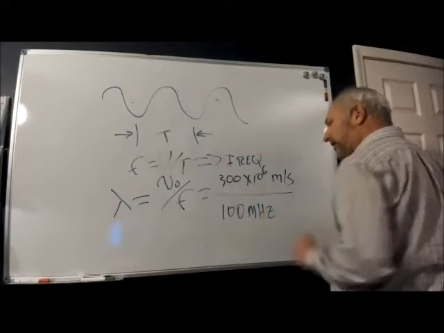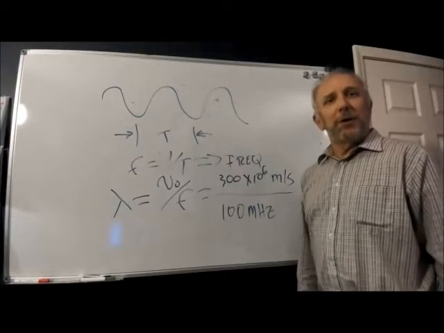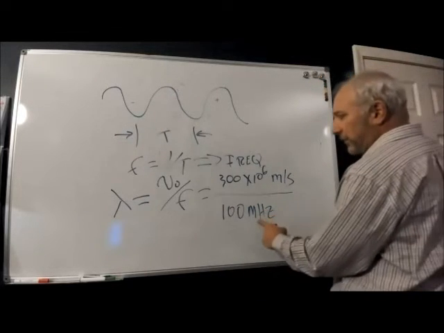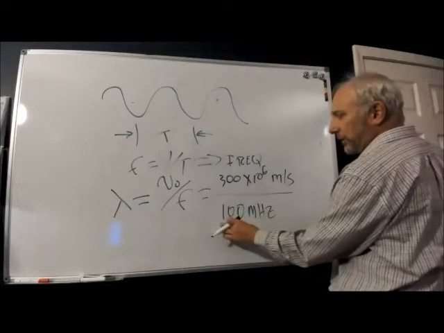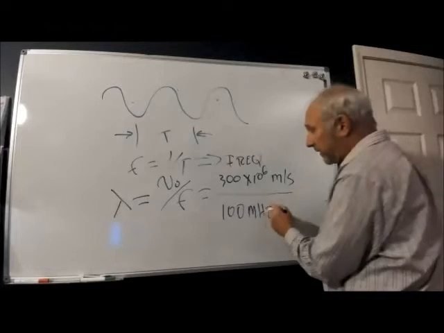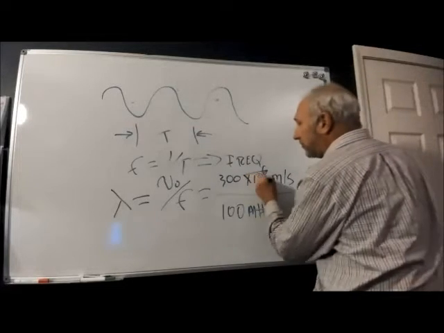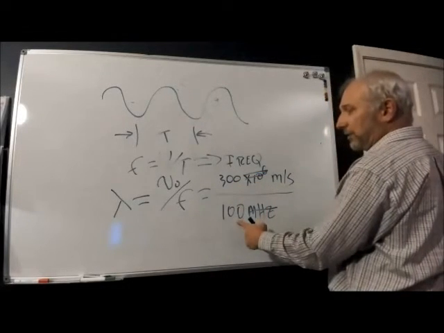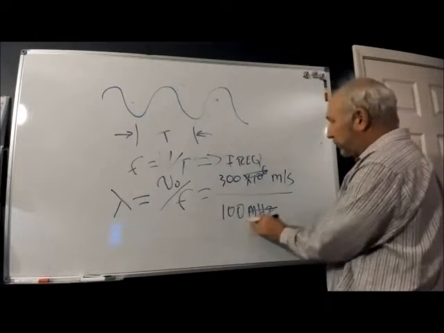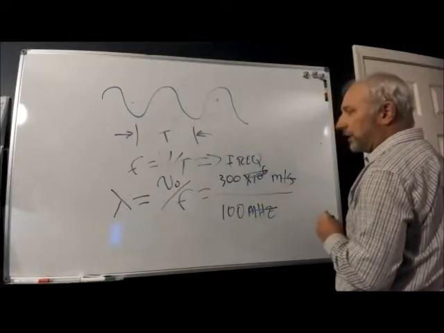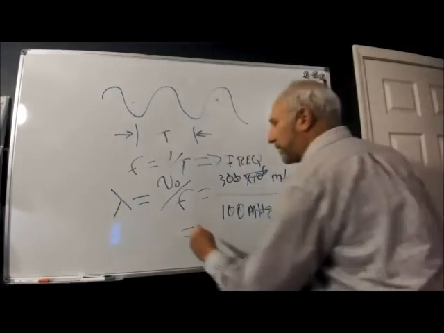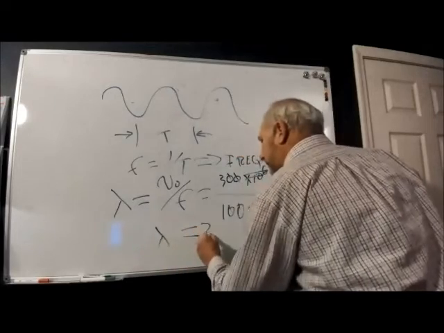100 megahertz. Why do I like 100 megahertz? Because I can do a bunch of different things with this. Quick comment: if this is megahertz, this is 100 times 10 to the 6th hertz, and we can get rid of that. This now becomes 300 divided by 100. Hertz is cycles per second, so the seconds cancel out. So for 100 megahertz, we have a lambda of about 3 meters.